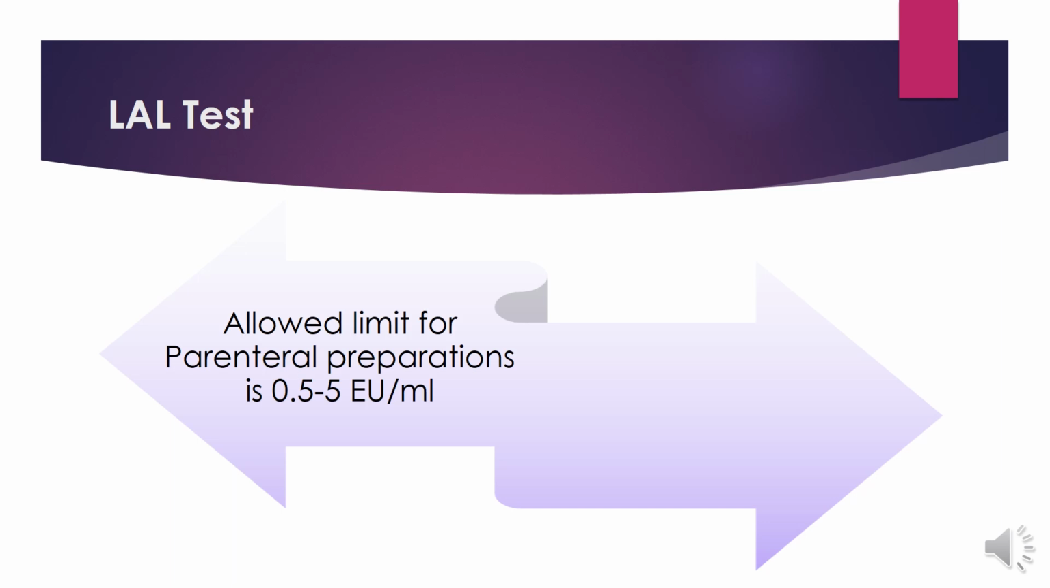The allowed limit for parenteral preparation is 0.5 to 5 endotoxin units per ml. It means if your preparation shows 0.5 to 5 endotoxin units per ml, it will pass the test.